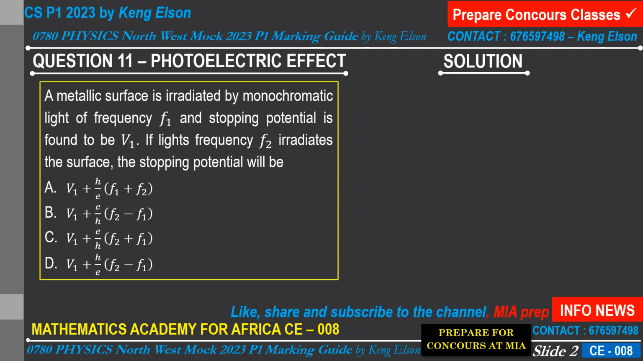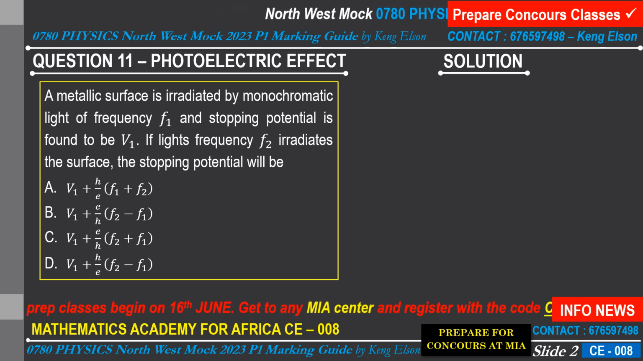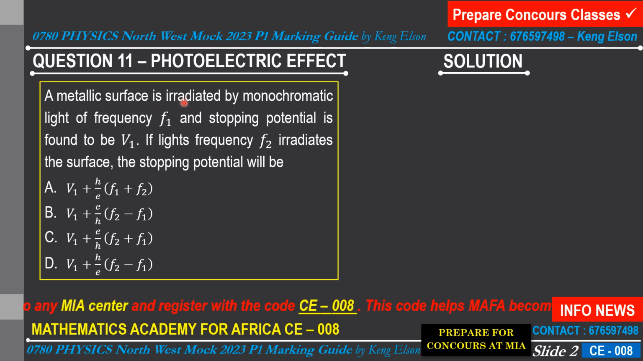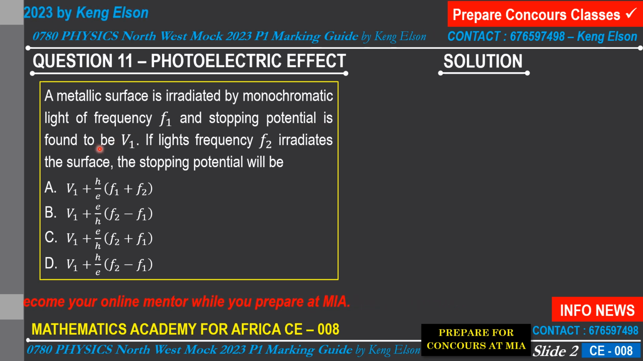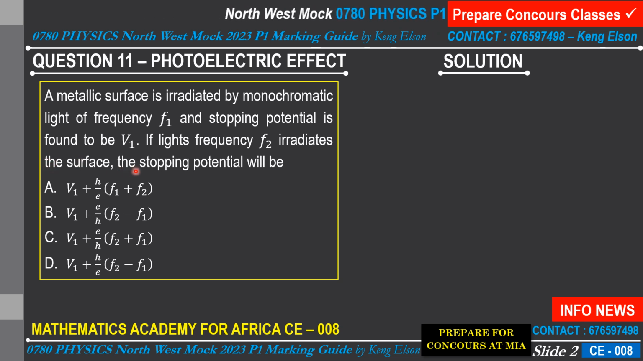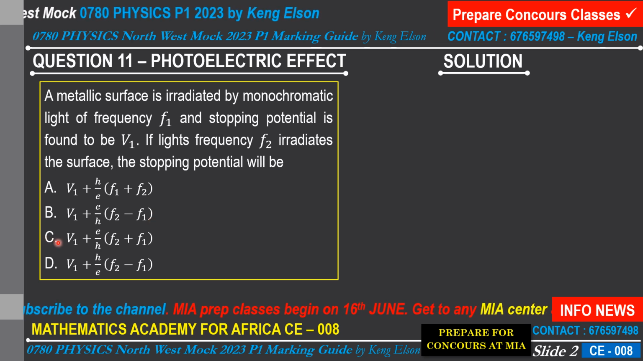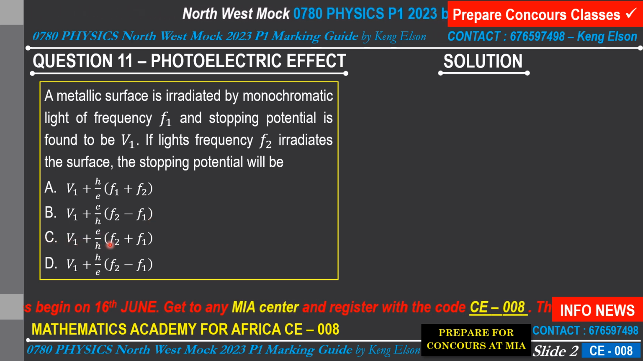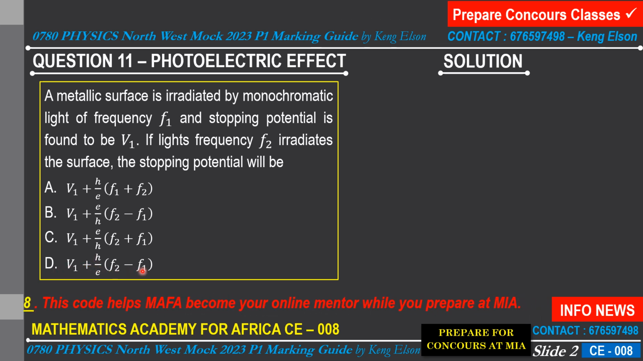Okay, so we are going to begin with question 11, which is on photoelectric effects. The question reads: a metallic surface is irradiated by monochromatic light of frequency F1 and stopping potential is found to be V1. If light of frequency F2 irradiates the surface, the stopping potential will be: A, V1 plus H on E into F1 plus F2; B, V1 plus E on H into F2 minus F1; C, V1 plus E on H into F2 plus F1; and D, V1 plus H on E into F2 minus F1.